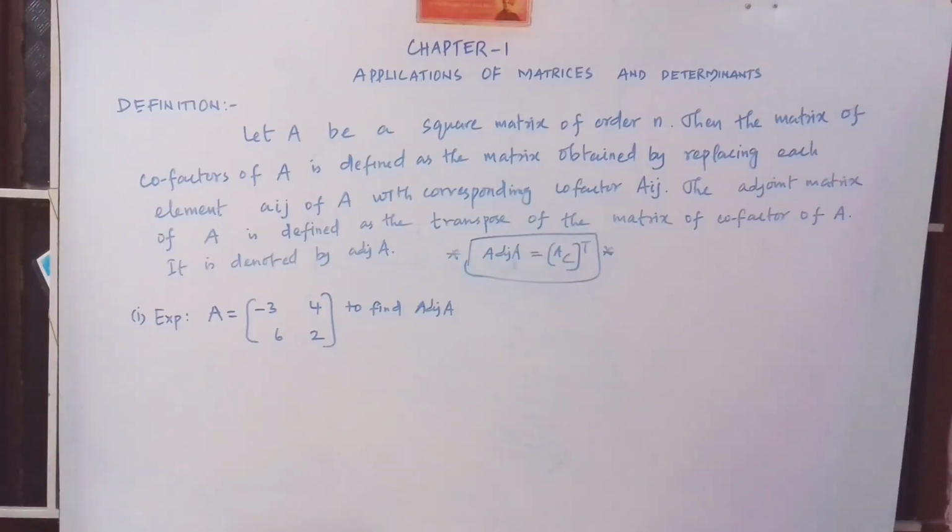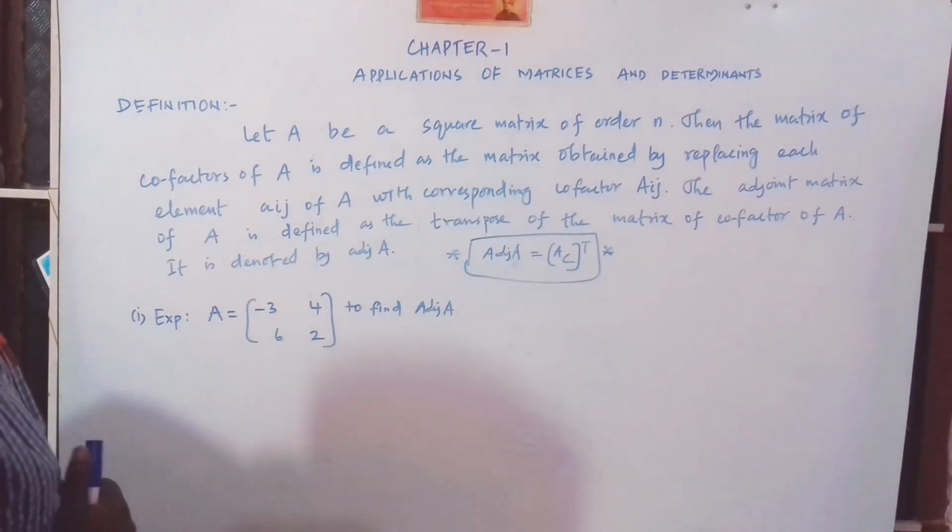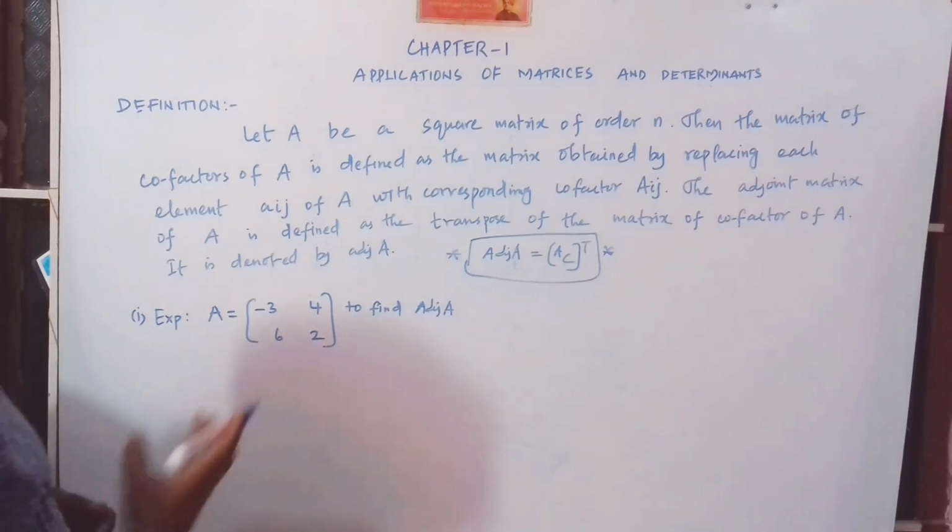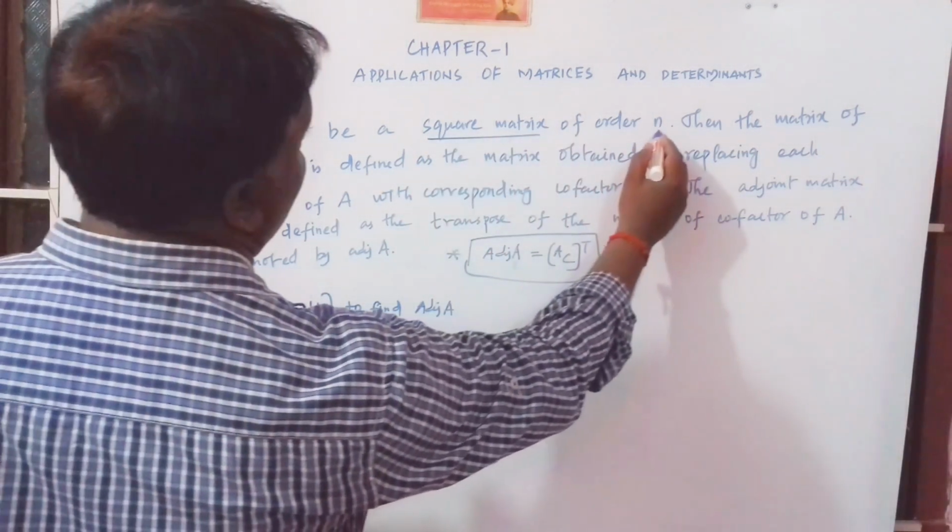Now, let me start the chapter. Chapter 1, application of matrices and determinants. Definition: let A be a square matrix of order n.